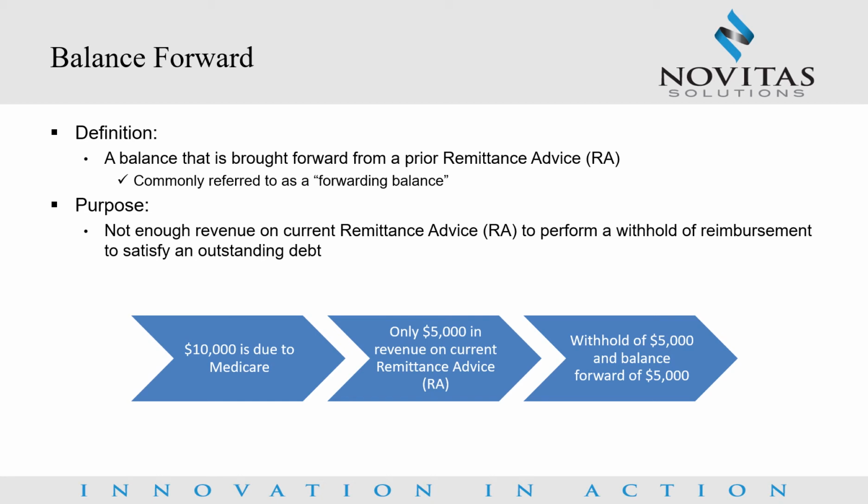For example, you identified a claim with incorrect billing. You adjust the claim and it results in a $10,000 overpayment. There is only $5,000 revenue on the day your adjustment finalizes. $5,000 is not enough to satisfy the $10,000 overpayment, so the remaining balance of $5,000 will need to be forwarded to the next remittance advice with revenue. The outstanding balance will continue to move forward until the debt is satisfied.